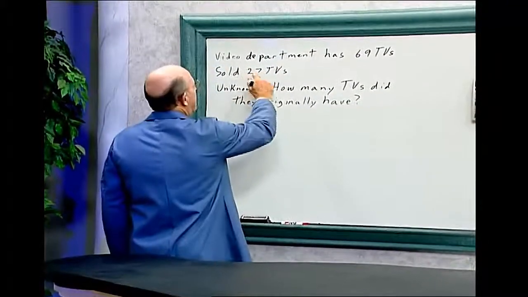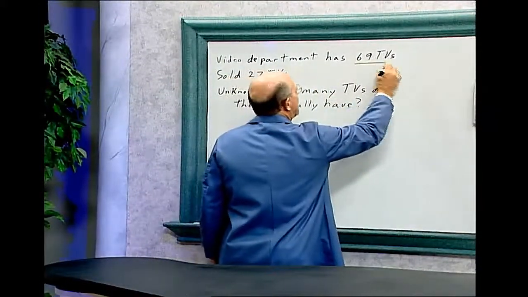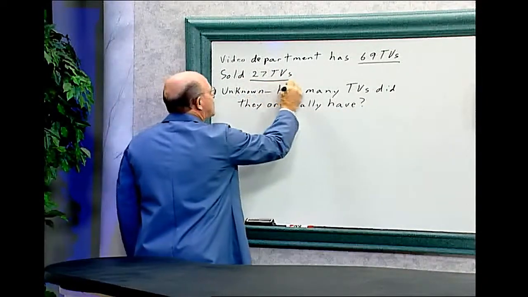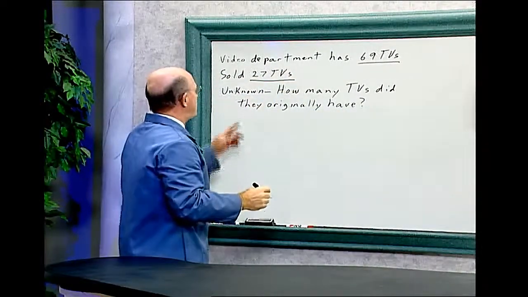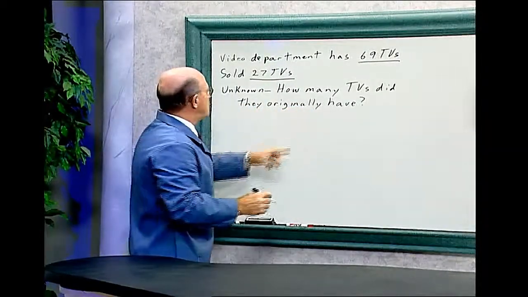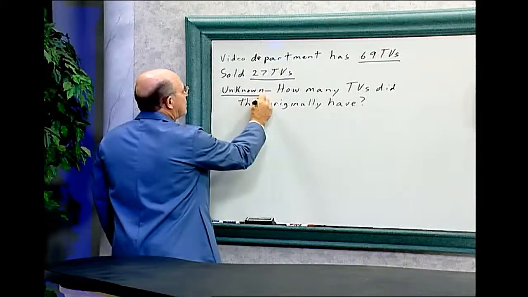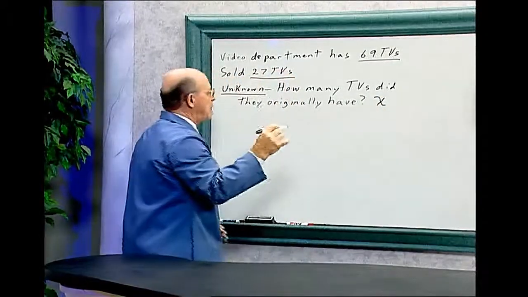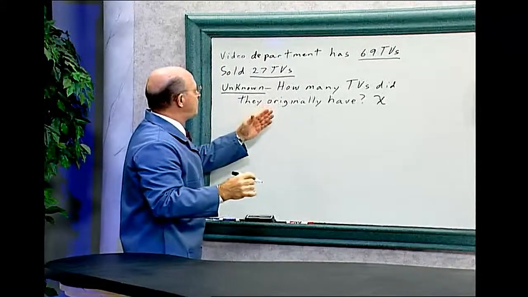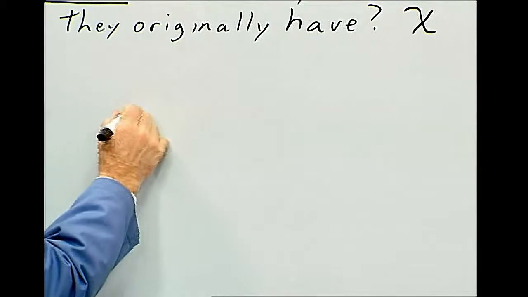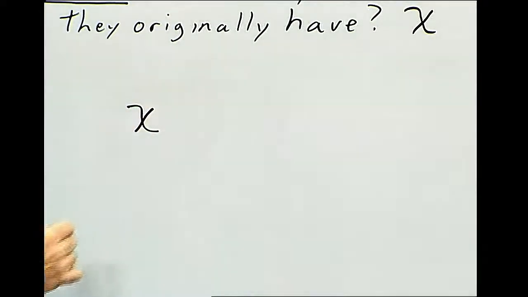So the video department has 69 TVs, and they sold 27 TVs. And the question is, how many TVs did they originally have? So this is the unknown then. And we're going to make this unknown x. And x stands for how many TVs did they originally have. So the original number of TVs is x.